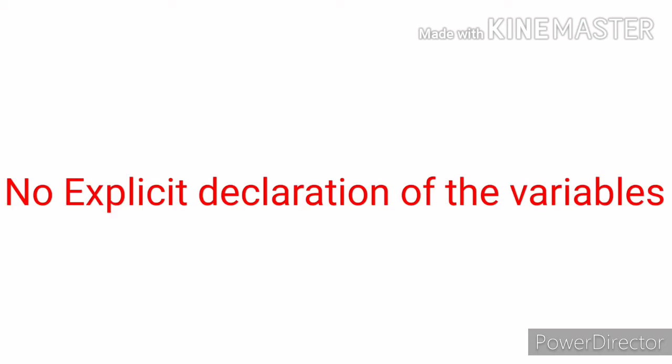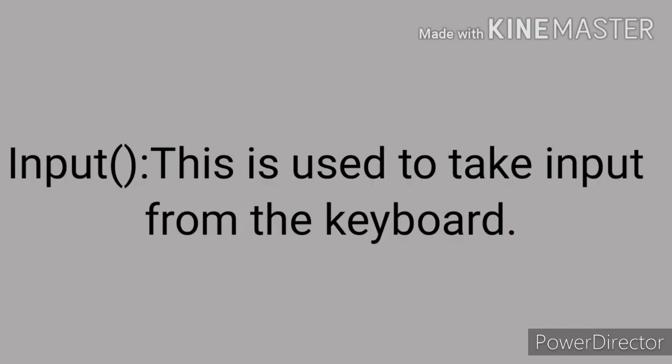In Python, you need not explicitly declare the data type of the variables. The Python interpreter itself takes the data type based on the value given to the variable. And to define the variables, you can directly assign values to the variables, or else you can use the input function. In this program, I am going to use the input function.